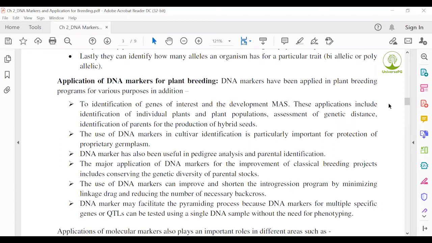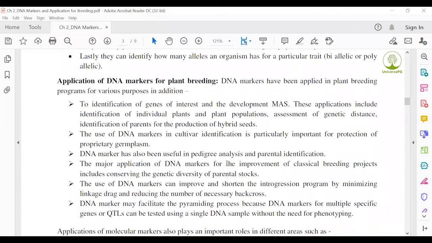of hybrid seeds. So we can identify plant populations by using DNA markers, assessment of genetic distance, identification of parents for the production of hybrid seeds. We use DNA markers for the detection of plant populations, assessment of genetic distance, identification of parents.